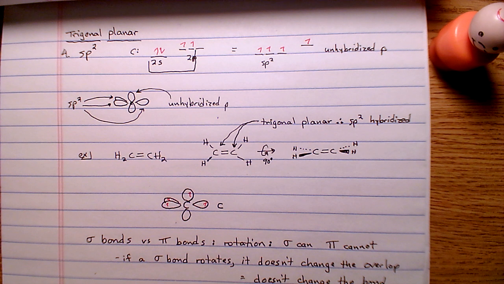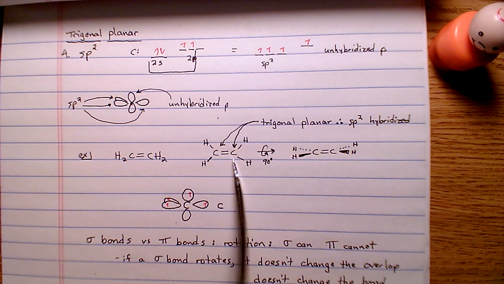So let's look at this molecule here, H2C double bond CH2. Here's the Lewis structure for it. And if you're doing VSEPR theory, note we have two central atoms at this point. Here's a central atom and here's a central atom. So let's look at them one at a time.